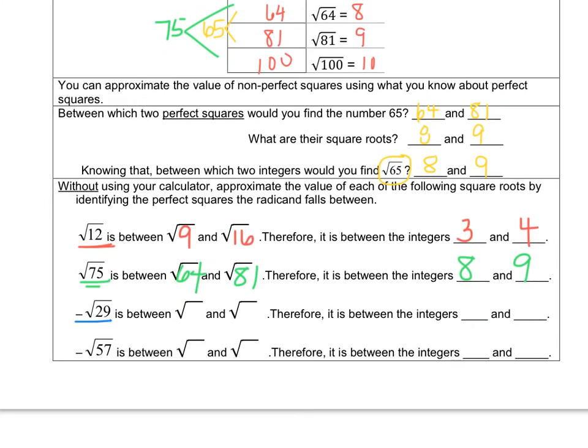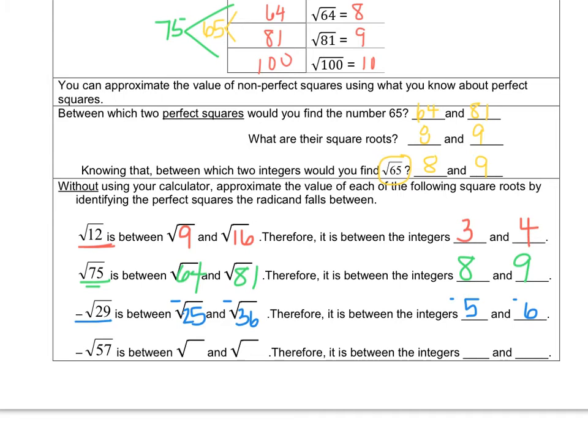So the square root of 29 is between the negative square root of 25 and the negative square root of 36. The square root of 25 is 5, we'll just make our answer negative. And the square root of 36 is 6, and just make it negative. So if you see a negative outside, just bring the negative through the rest of the problem. You don't have to worry about it. We'll do it just like we did the other two examples.